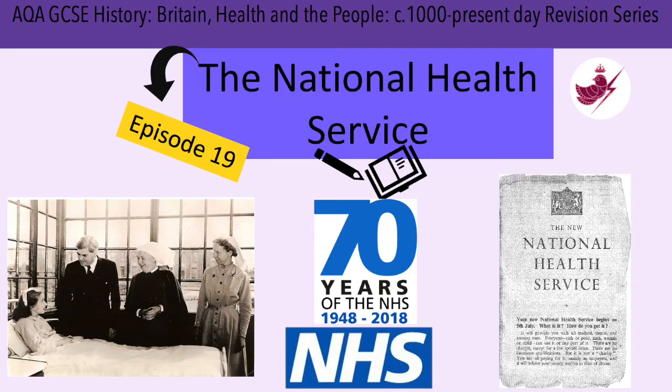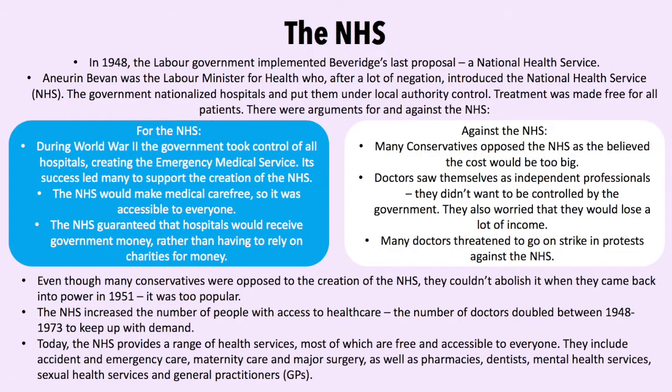This is episode 19, which is the last episode in this series looking at the course's content. But for now, we're going to be looking at the National Health Service. In 1948, the Labour government implemented Beveridge's last proposal, a National Health Service. Bevan was the Labour Minister of Health who, after a lot of negotiation, introduced the National Health Service, the NHS. The government nationalised hospitals and put them under local authority control. Treatment was made free for all patients.